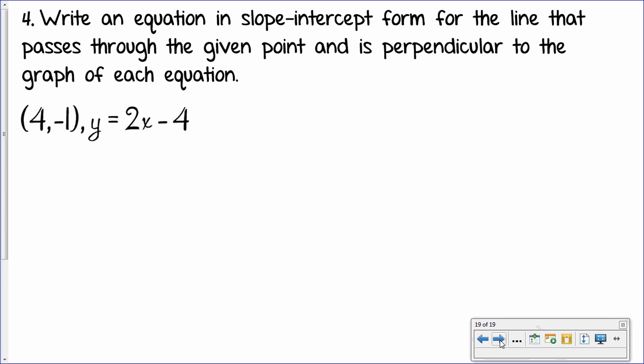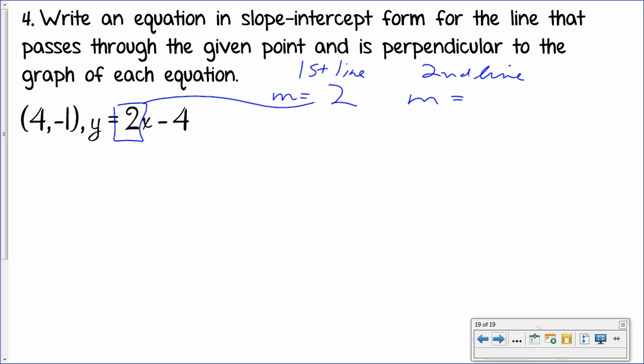Write an equation of a line that passes through a point and is perpendicular. Okay, so the slope of the line that I have is going to be what? What's the slope of the line that's given? 2. Let me bring that 2 over here. First line. Okay, so my second line is going to be what? What's the slope going to be? No. That one is 2/1. Very good.